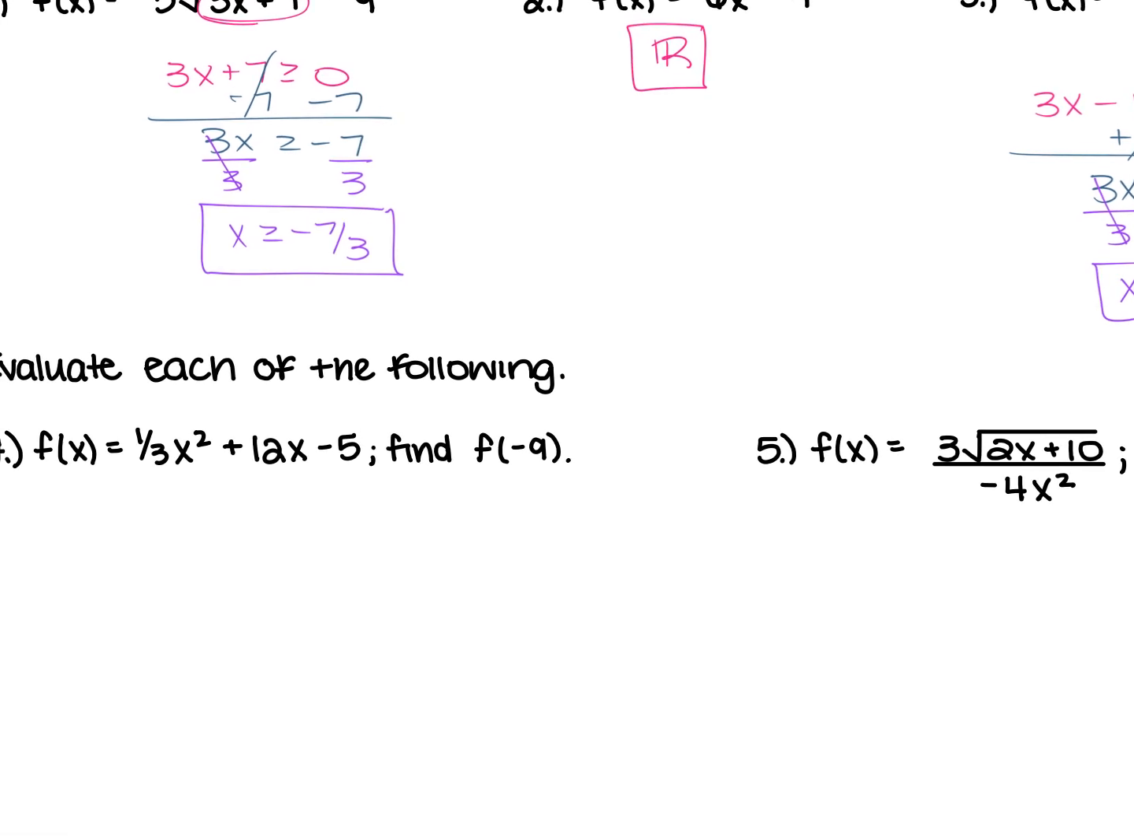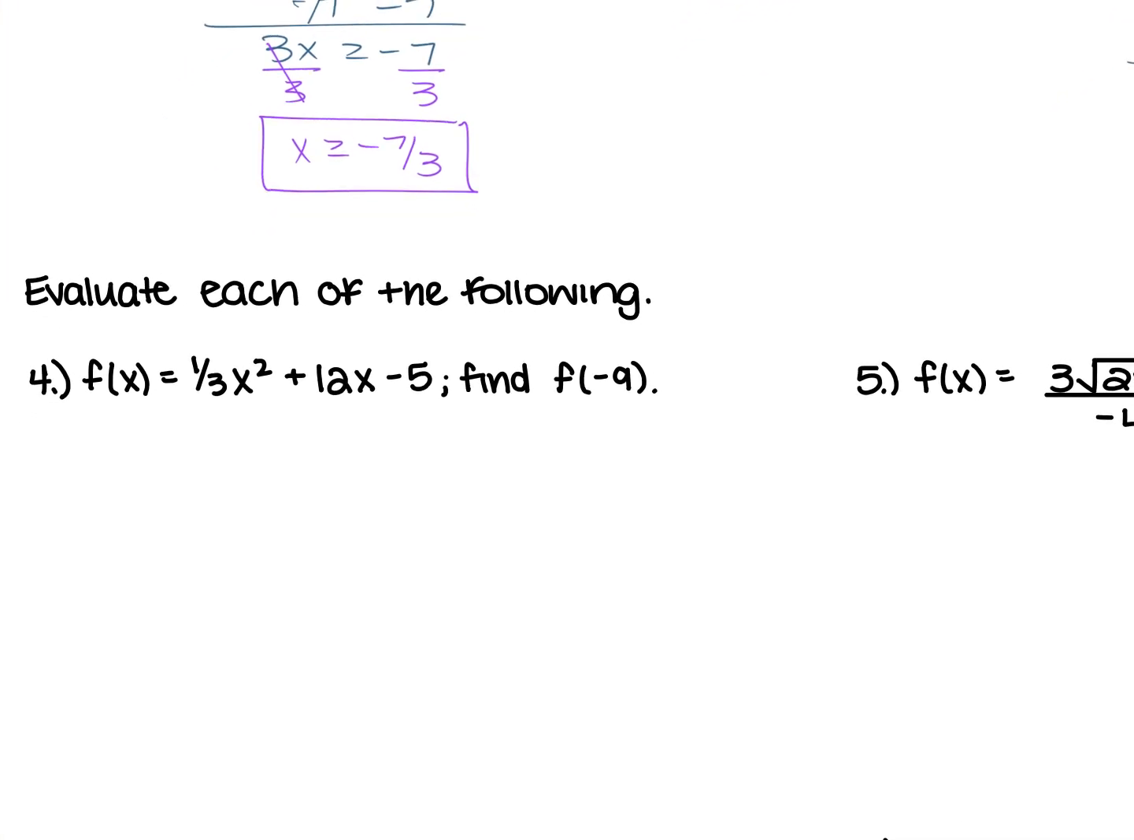For our next section, we are just evaluating each of the following. So for number 4, we have f of x is equal to 1/3 x squared plus 12x minus 5. We're finding f of -9. So that's going to give us 1/3 times -9 squared plus 12 times -9 minus 5. First thing we're going to simplify is that -9 squared, which is 81. So that's 1/3 times 81 plus 12 times -9 minus 5.